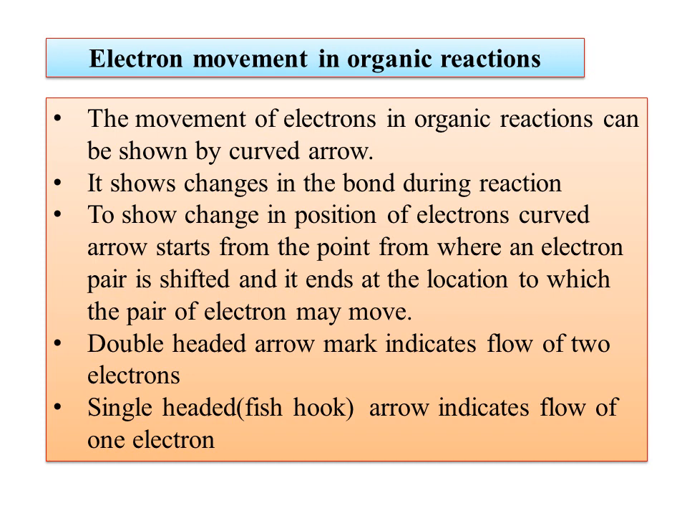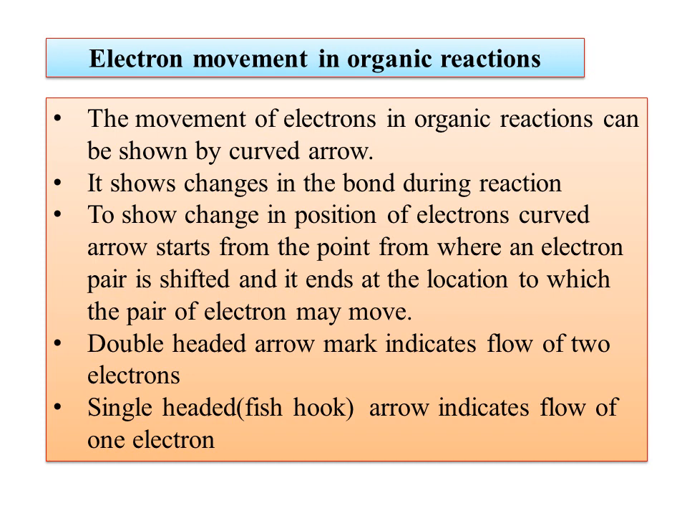The movement of electrons in an organic reaction, we are going to write in the form of a curved arrow. With a curved arrow, we are going to show how the bond is forming, how the bond is breaking, and towards which atom the electrons are moving. Everything you are going to understand by the movement of electrons. The double-headed arrow indicates the flow of two electrons. A single-headed or fish hook arrow indicates the flow of one electron.